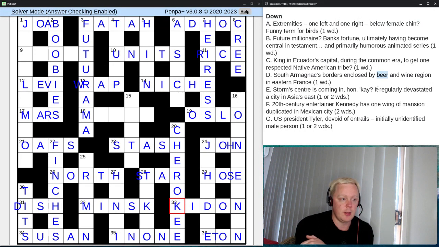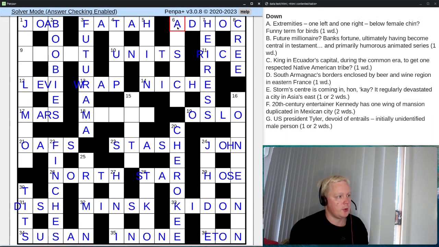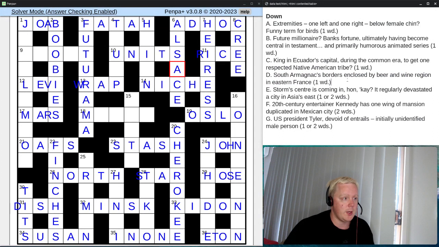Now, a very common word in crosswords for beer is ale. If we enclose SAC in the word ale, we get, where does it go? Here. So we put ALE, take ALE and put SAC for South Armagnac's borders inside it, we get Alsace, which is a wine region in eastern France. And this is actually the only answer for this clue. So we don't have a second answer for this one. So we're going to go to E then.